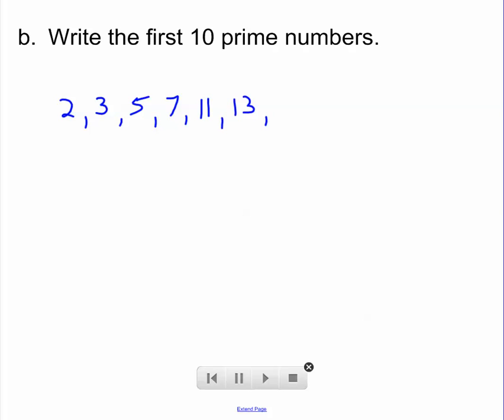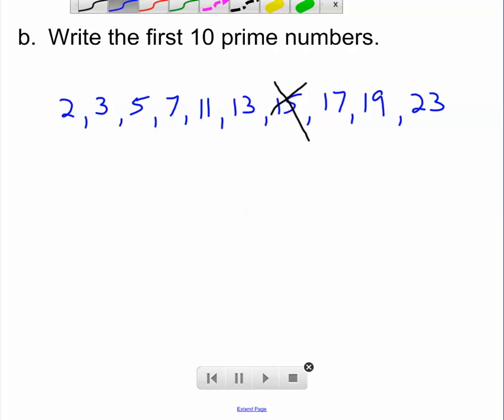11, 13, 15, 17, 19, and 23. Does that give us 10? It does. So, which odd numbers did we skip? 9, because we already know that's divisible by 3. You know what? We got a mistake here. Let's fix this. 15 is not a prime number. It's divisible by 5. It's also divisible by 3. So we need one more here.